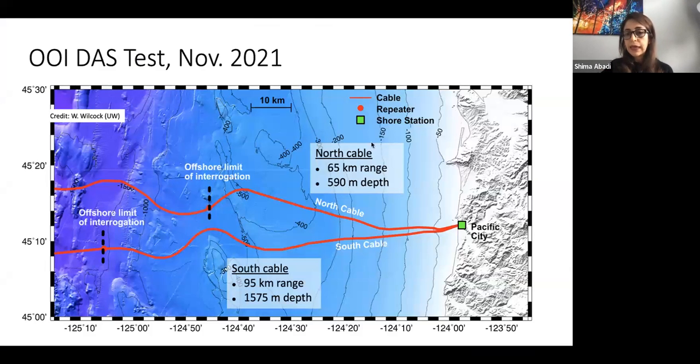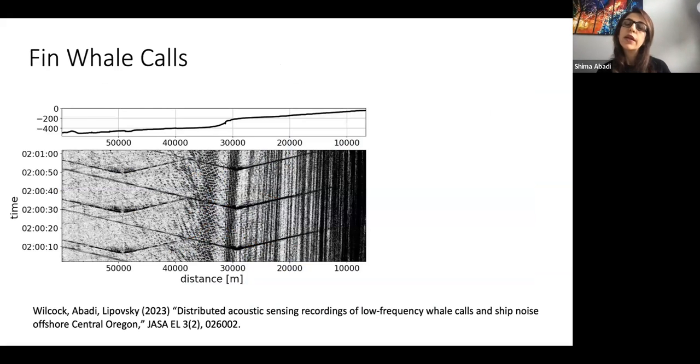So a little bit more about the cables. We had two cables, not completely parallel, which is good for localization. The North Cable was 65 kilometers, so we can record up to the location of the first repeater, which for North Cable was 65 kilometers, and for the South Cable was 95 kilometers. And both cables went down pretty much in the deeper part of the ocean. North Cable's deepest part was about 600 meters depth, and South Cable was more than 1500 meters depth. We recorded thousands of fin whale calls in that data set.